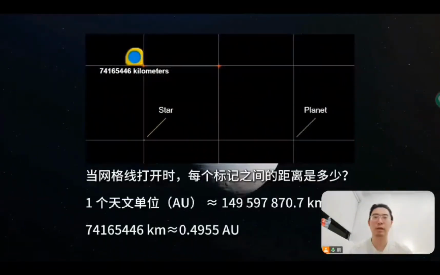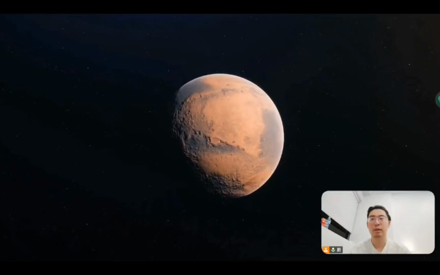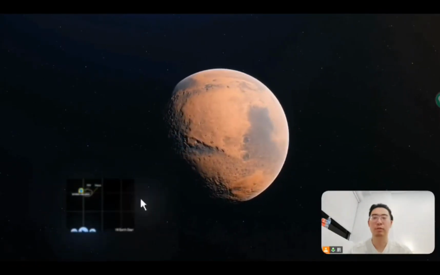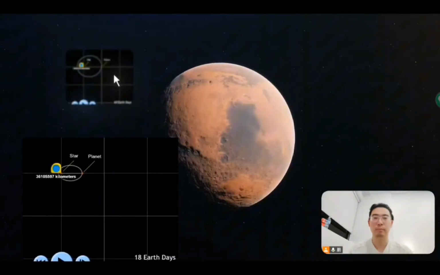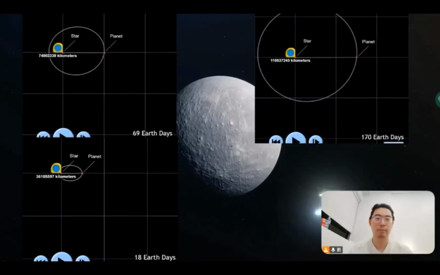Question 2. When the grid lines are enabled, what is the distance between each marker point? According to experimental records, the distance between each marker point is approximately 0.4955 AU. Question 3. Record 4 sets of data. These results are consistent with Kepler's laws. Here are the 4 sets of data I recorded.